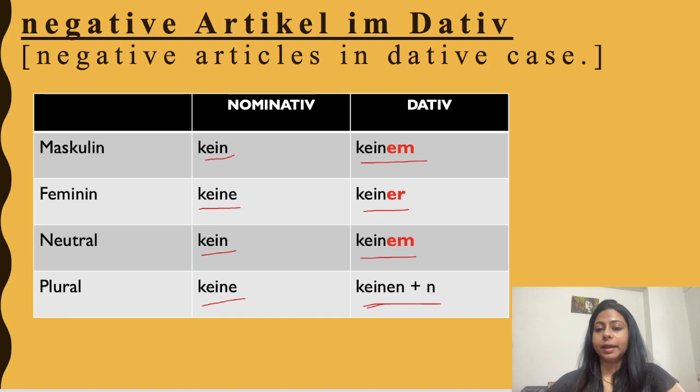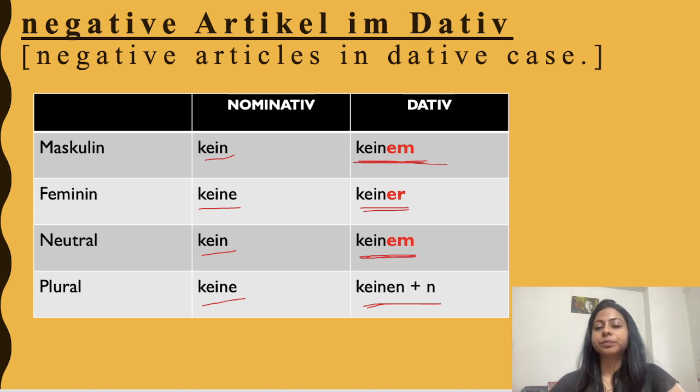Okay, so again, even here, one way to remember, you have to remove the d. Dem, if you remove d, you just have to add kein. So keinem, we are removing d, keiner, and then we are removing again d, keinem. So even here, masculine and neutrum are the same, and negative articles are similar to unbestimmter article.